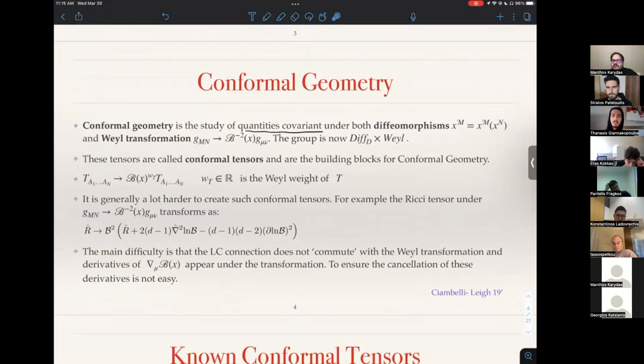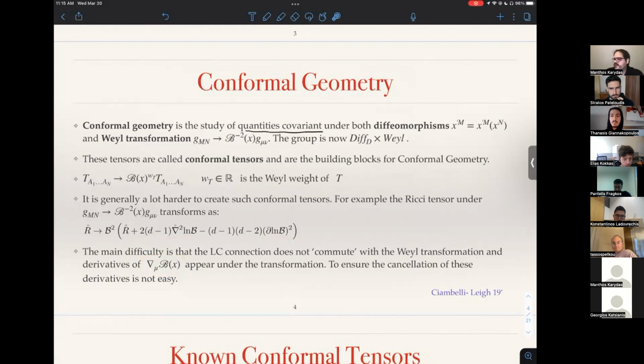The main difficulty, in a rough sense, is that the Levi-Civita connection does not commute with Weyl transformations. Basically, derivatives of this function will appear all over the place. And to ensure that these derivatives cancel, like as you see in the Ricci scalar here, where I have these derivatives of the function, to ensure all this cancels so we have a conformal tensor, it's a non-trivial task, and it's not easy to do.